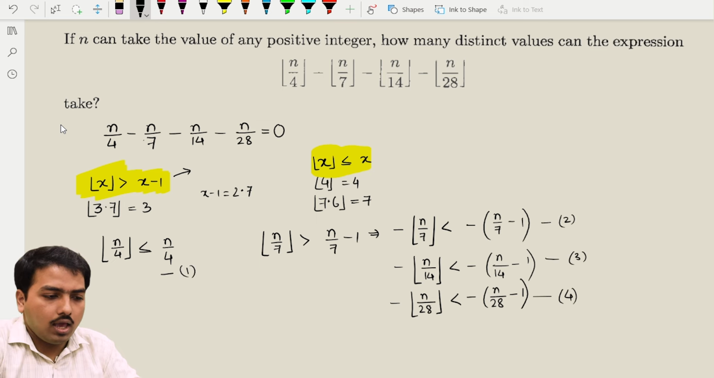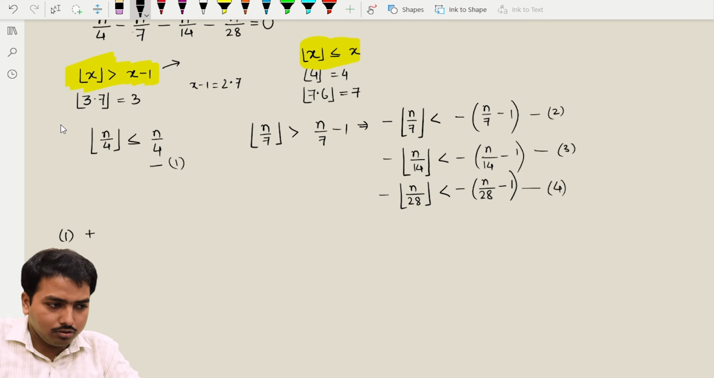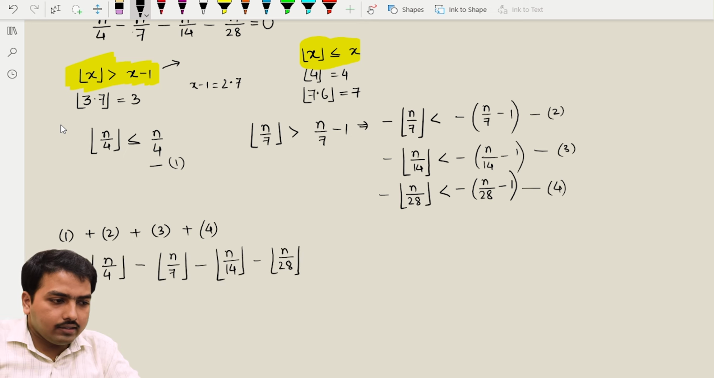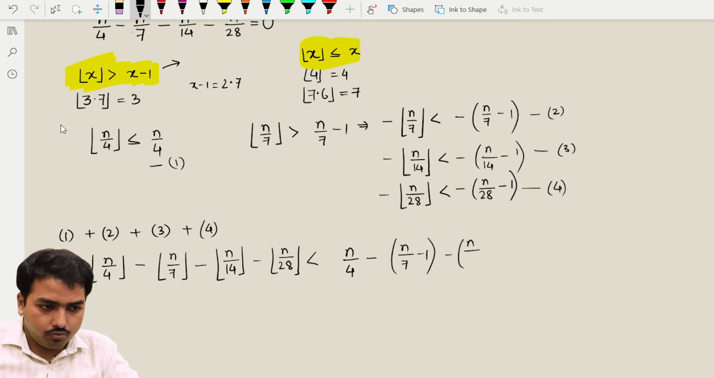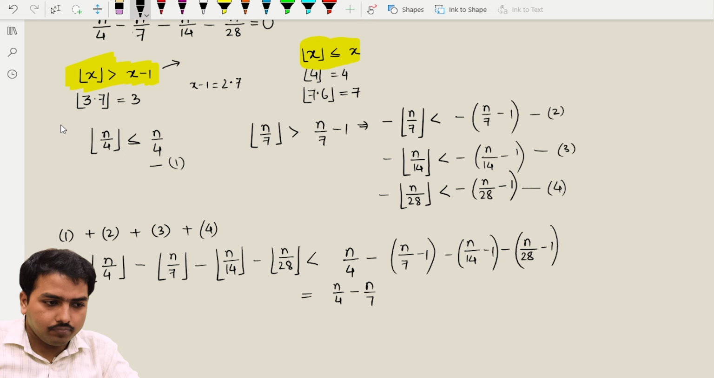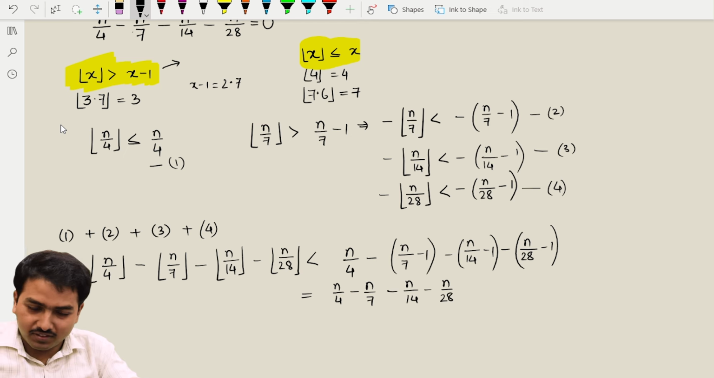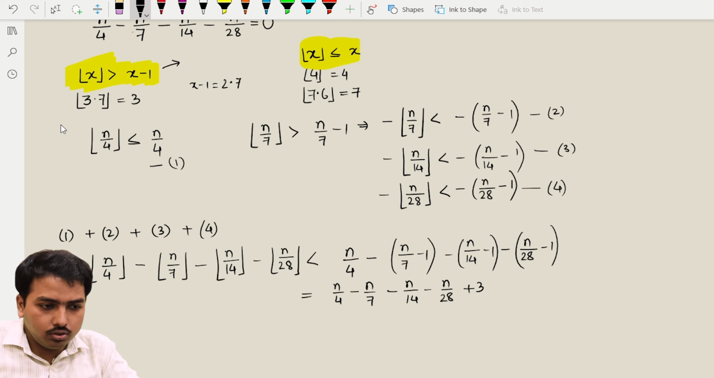So let's do one thing. Let's first number them, and now let's add all of them: 1 plus 2 plus 3 plus 4. On the left hand side, we would get the given expression, and on the right hand side, it will be lesser than. Equality will not hold here because the others are not necessarily integers. So we get n upon 4 minus n upon 7 plus 1, minus n upon 14 plus 1, and minus n upon 28 plus 1. So n upon 4 minus n upon 7 minus n upon 14 minus n upon 28 is what we figured out before we started solving this inequality, which is 0, and plus 3 is the remaining thing.